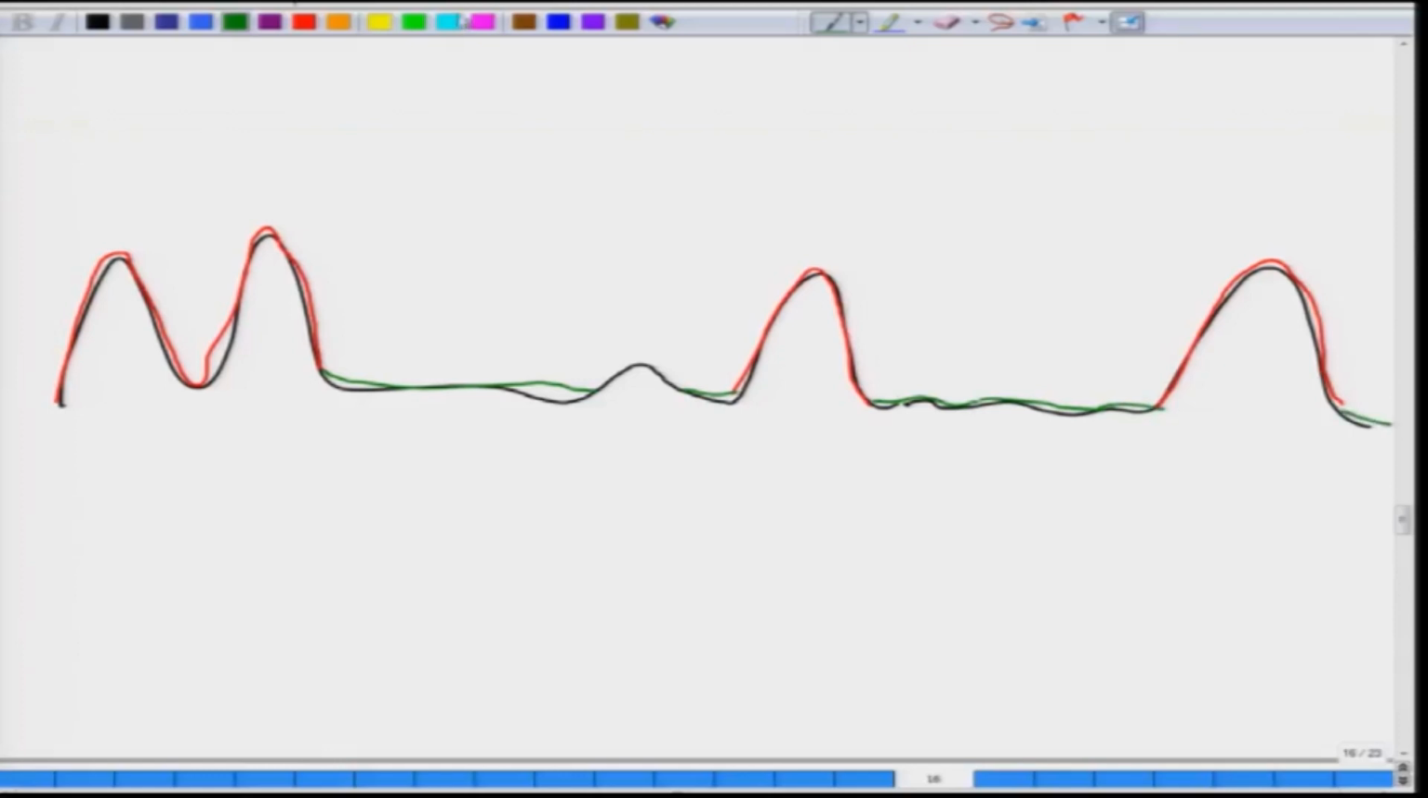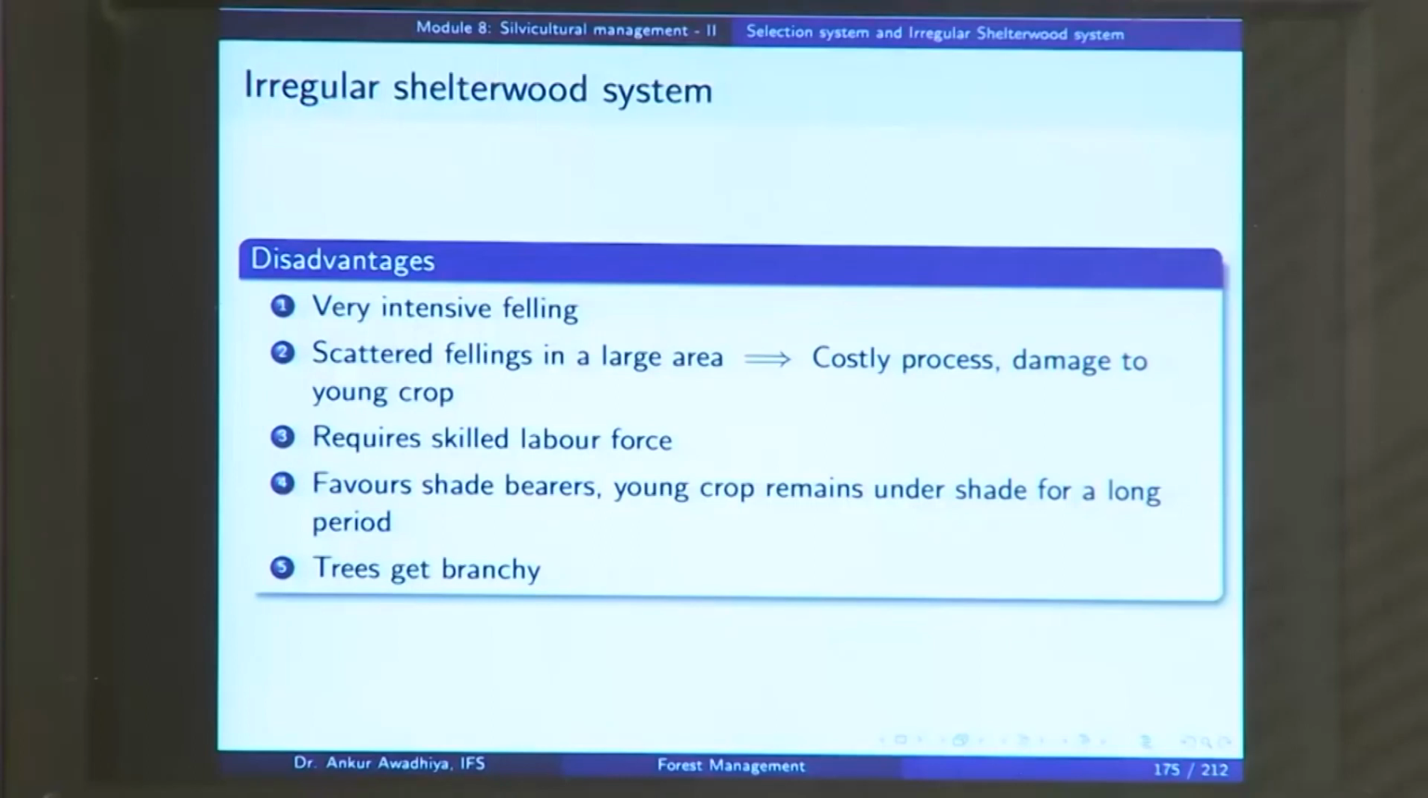The confusion would be in areas like this. If you have a small bump, do you go with a selection system or do you go with a Shelterwood system? And you have to train your labor in such a manner that they are able to take these decisions. They are able to understand and appreciate this system. So, it becomes confusing and it becomes difficult to skill your labor force.